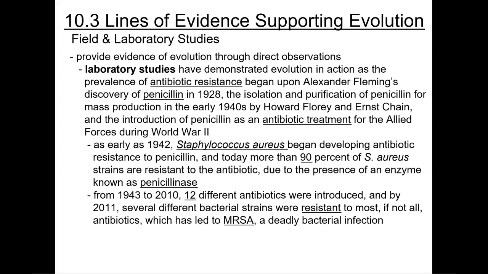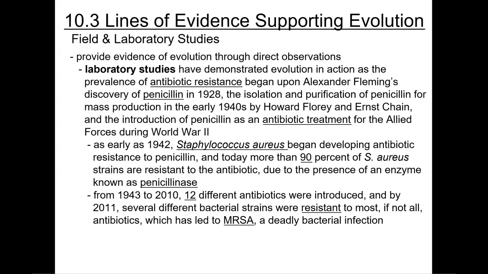Laboratory studies demonstrate evolution in action through the prevalence of antibiotic resistance that began with Alexander Fleming's discovery of penicillin in 1928, the isolation and purification of penicillin for mass production in the early 1940s by Howard Florey and Ernest Chain, and the introduction of penicillin as an antibiotic treatment for Allied forces during World War II.